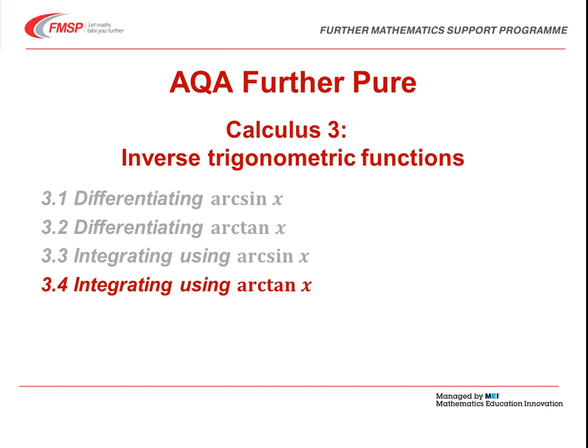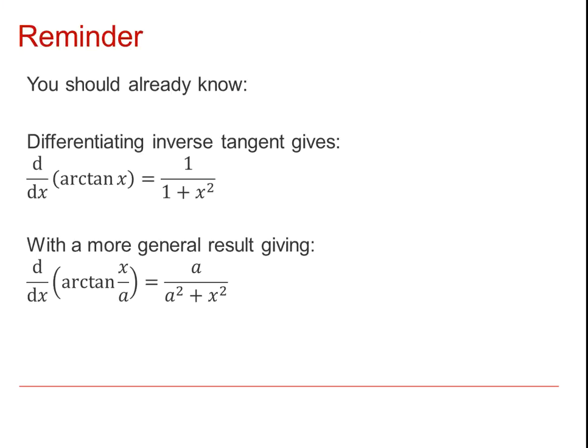This is a video for AQA Further Pure Mathematics, Calculus Section 3.4, Integrating Using Arctan x. You should already know the results for the derivative of arctan x, so that arctan x differentiates to 1 over 1 plus x squared, and that the derivative of arctan of x over a becomes a over a squared plus x squared.